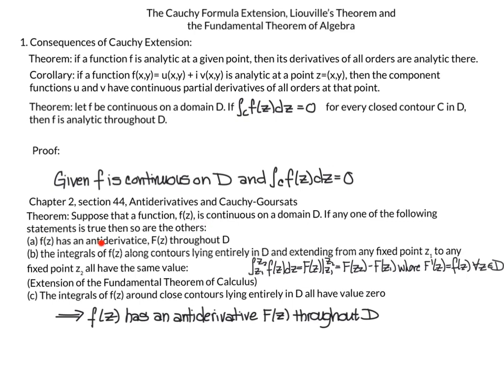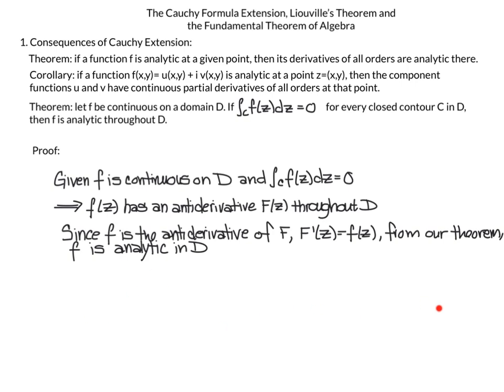And what we have, f of z has an antiderivative, as well as the integrals of f of z around closed contours lying entirely in D all have 0 value. So here we have that this last condition, the integrals of f of z around closed contours lying entirely in D have all 0 value, is equivalent to saying that f of z has an antiderivative, capital F of z, throughout D. So I'm going to write that here.